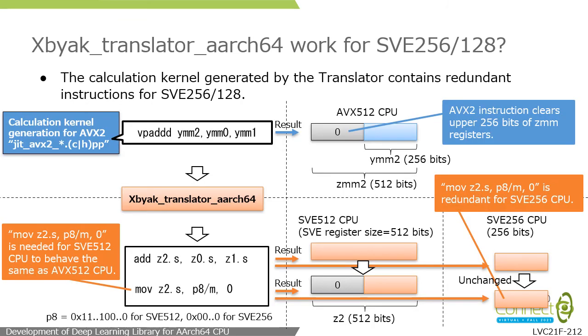This slide shows a translation result example of an AVX2 instruction. When the VPADDD instruction with a YMM register is executed on an AVX512 CPU, the upper 256 bits of the ZMM register are cleared to 0. The translator generates a move instruction that clears the upper 256 bits to 0 to achieve the same behavior when run on the SVE 512 CPU. So if the translator is run on the SVE 256 CPU, the move instruction has no effect and it is redundant for SVE 256 CPU.